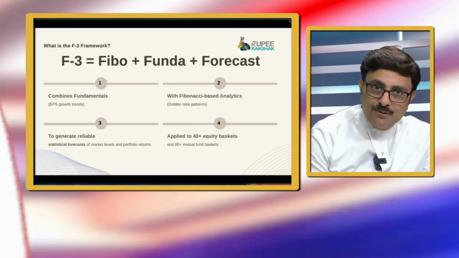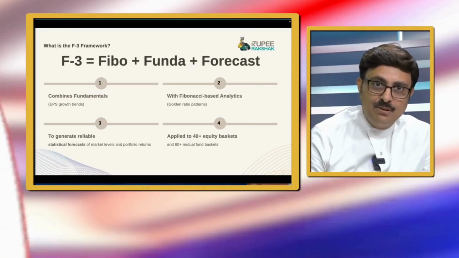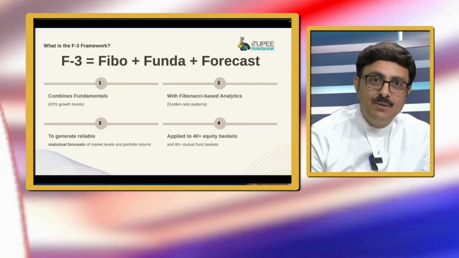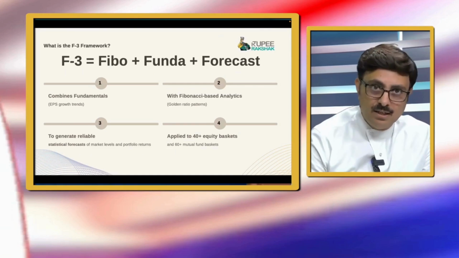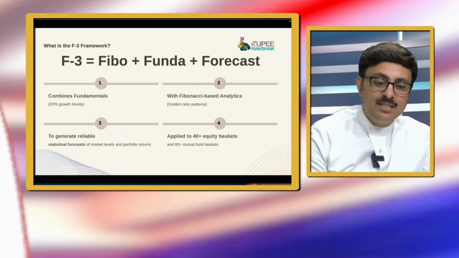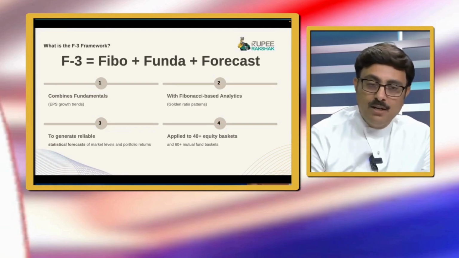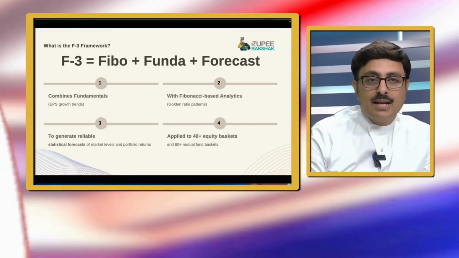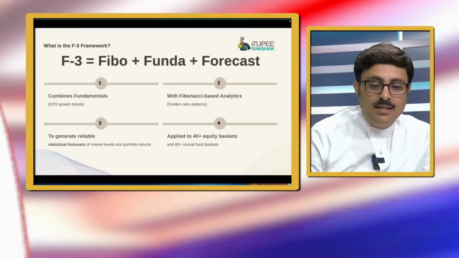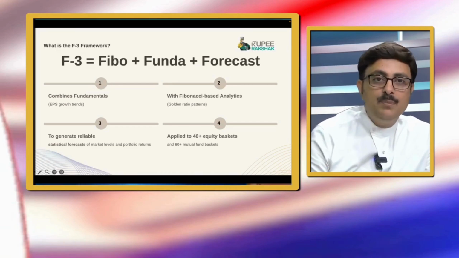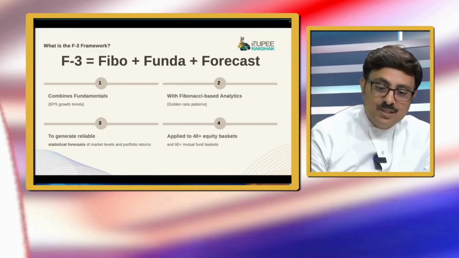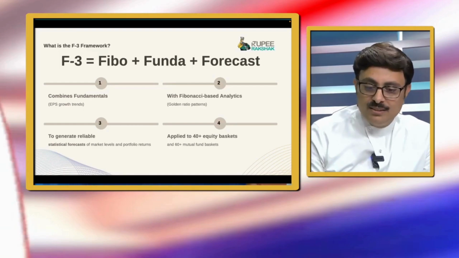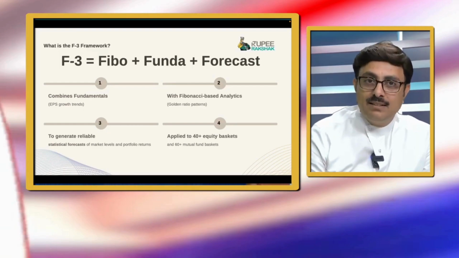You divide by the number of shares, free float shares or total number of shares. If there is 100 crores and there are 100 crore shares, then EPS will be 1 rupee per share. So earnings per share is the important parameter, and the framework combines that. When we say Funda, we are talking about EPS, and then with Fibonacci-based analytics, I will talk about this more in the next slides. This is technical analysis.